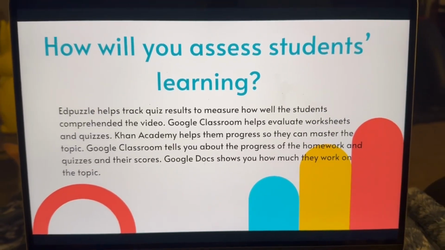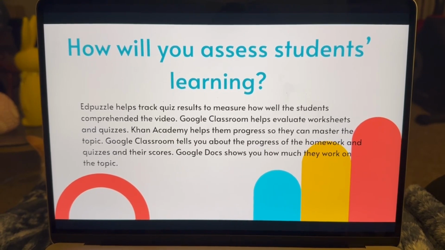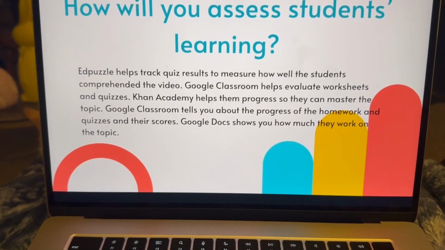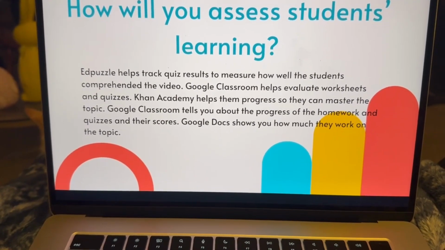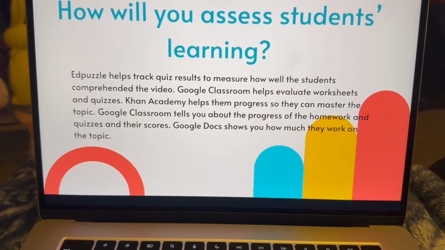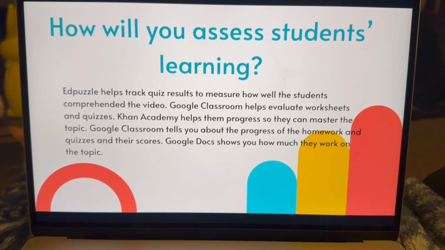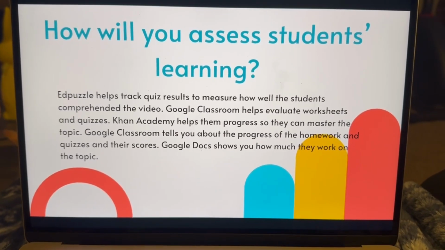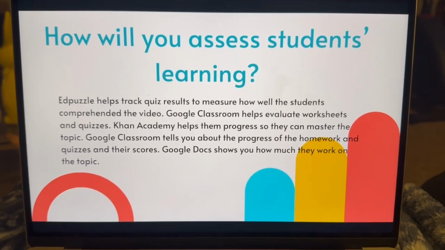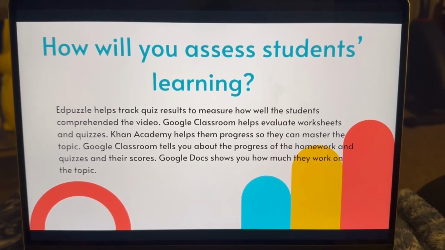So how will you assess students' learning? Edpuzzle helps track quiz results to measure how well the students comprehend the video. Google Classroom helps evaluate worksheets and quizzes. Khan Academy helps them progress so they can master the topic. Google Classroom tells you about the progress of the homework and quizzes and their scores. Google Docs shows you how much they work on the topic. So having all of these will allow the teacher, Miss Nagel, to know where they are and how well they are comprehending their learning.